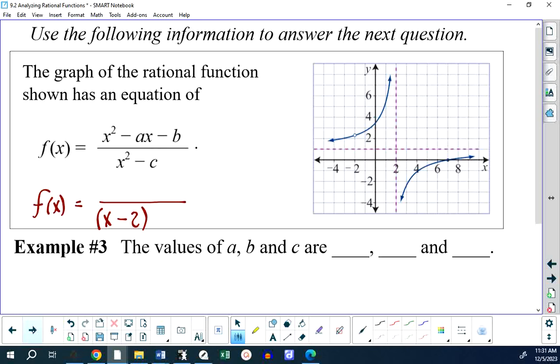I look at the graph and I see over at -2, there's a hole or a point of discontinuity, which means there is also, I want to be clear here, we have two non-permissible values. So if x can't be 2, then we have to have x minus 2 in the denominator. If x can't be -2, we have to have x plus 2 in the denominator.